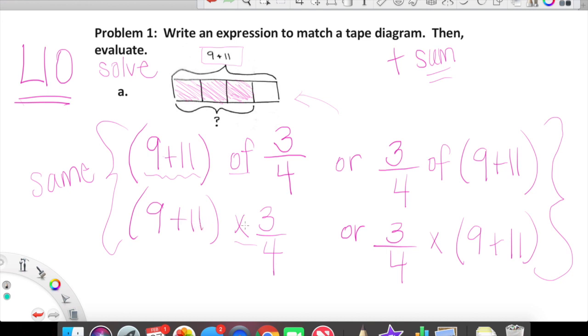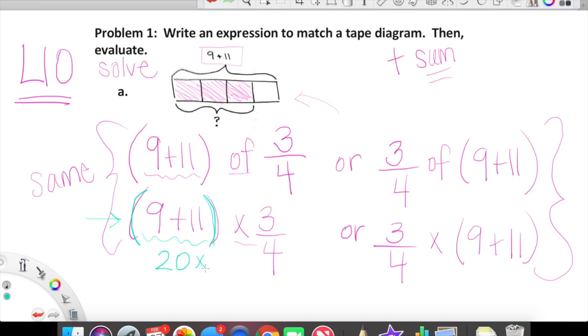Let's go ahead and evaluate this expression, you guys. When we're evaluating expressions that have these marks, these are parentheses, we're going to start inside the parentheses first. So these 4 expressions are all the same. Let's go ahead and solve this expression because it just feels really lucky to me. So 9 plus 11 times 3/4. Let's evaluate what's inside the parentheses first. 9 plus 11 is 20.